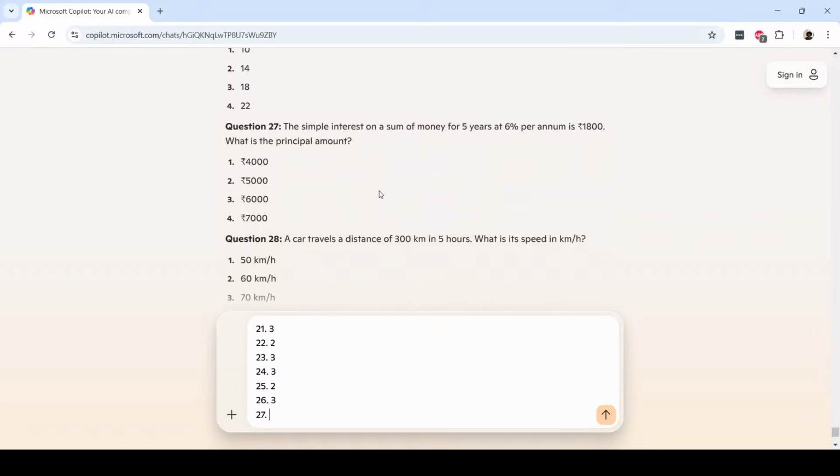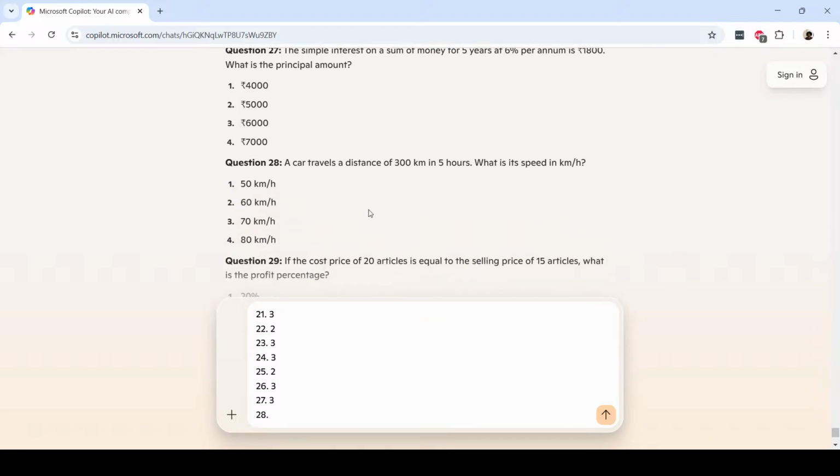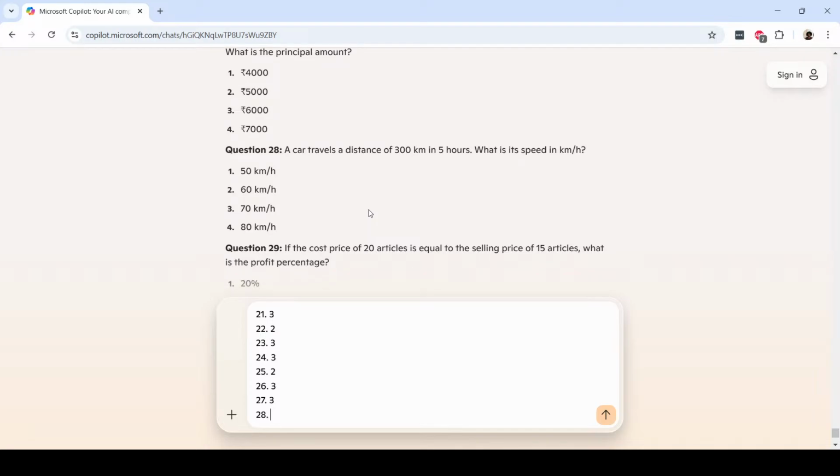The simple interest on a sum of money for 5 years at 6% per annum is this. Okay, so again we have 5 and 6. The principal is 6,000. A car travels a distance of 300 kilometers in 5 hours, so 60.